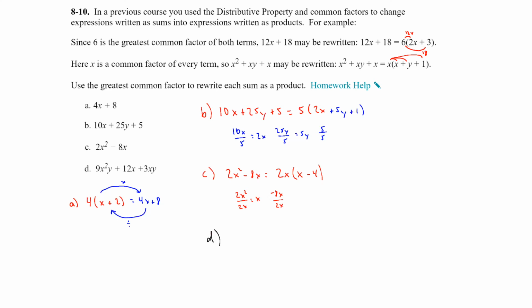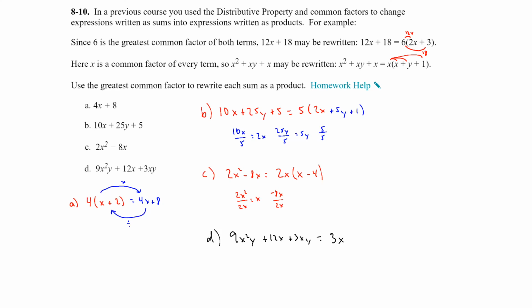And D, 9x squared y plus 12x plus 3xy. So I'm going to write it out, 9x squared y plus 12x plus 3xy. So start with the numbers. What goes into 9, 12, and 3? That would be a 3. What about x squared, x, and x?